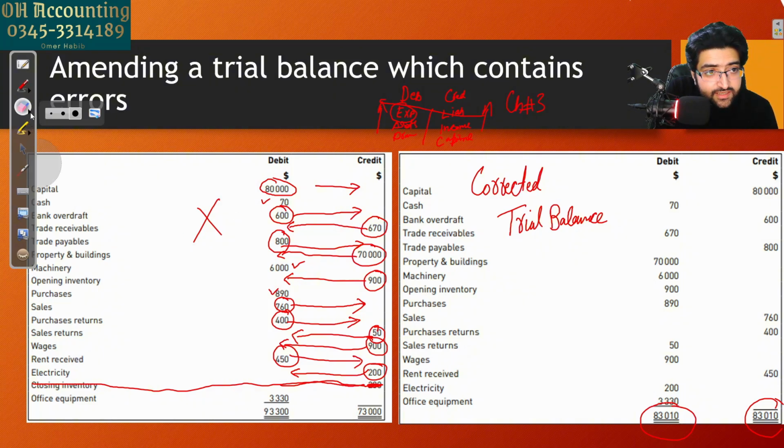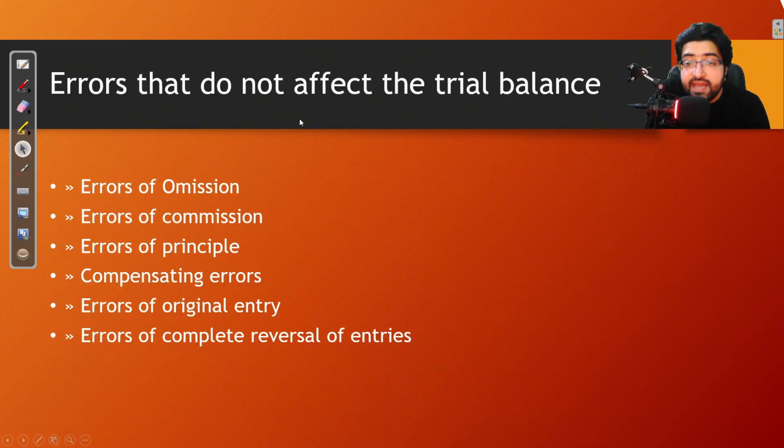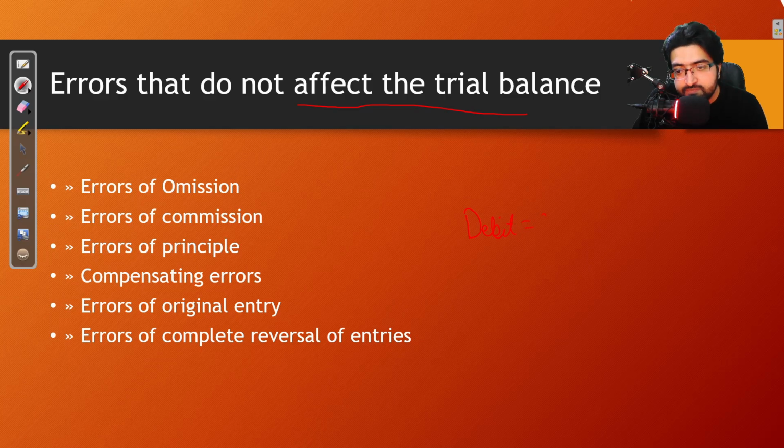Moving on, let me erase all this. Okay, errors that do not affect the trial balance. These are few errors which do not affect the trial balance. What is meant by this is that even if you commit this error, your trial balance will still be equal. The debits will still be equal to the credits. So you will not be able to identify these errors using the trial balance. Okay, this is what they want you to know.